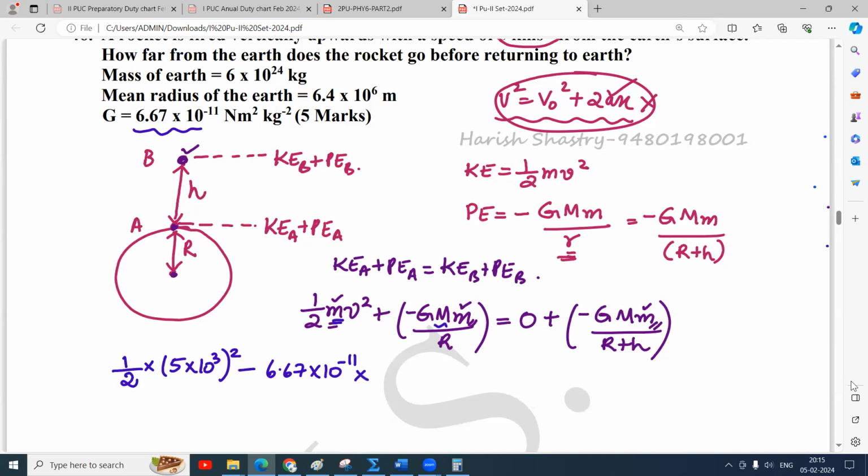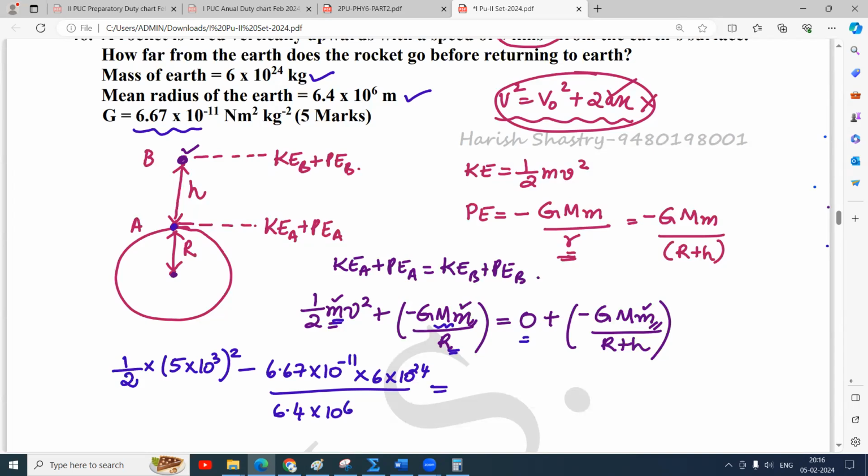Mass of the planet, here it is Earth. Mass of the Earth is 6 into 10 to the power 24, divided by the radius of the Earth, because we are at A, and our distance from the center is the radius of the Earth itself. So the radius of the Earth is 6.4 into 10 to the power 6, and this must be equal to 0.